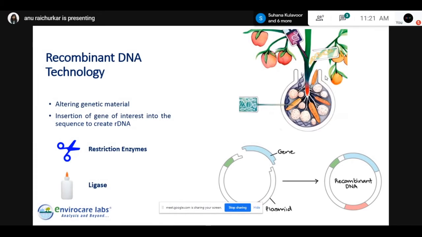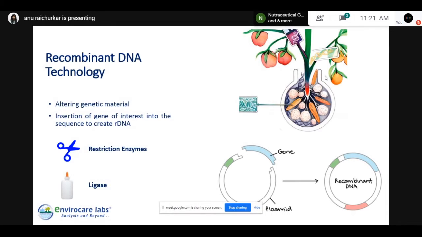Why do we do it? Basically the intention is very good: we want to develop crops which can become resistant to certain strenuous conditions, like for example resistance to pests or insects, or sometimes to high salinity. So these crops should be able to sustain those severe conditions, which is why this technology has evolved.